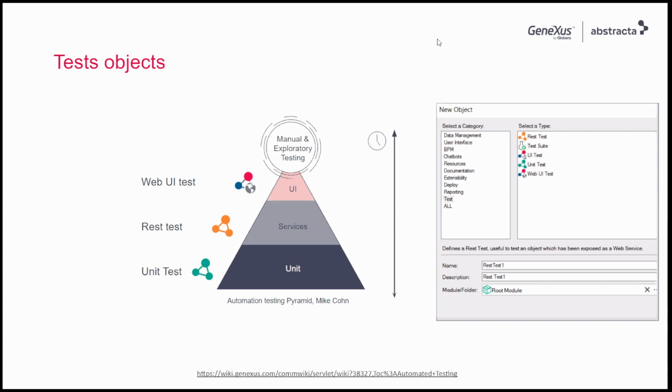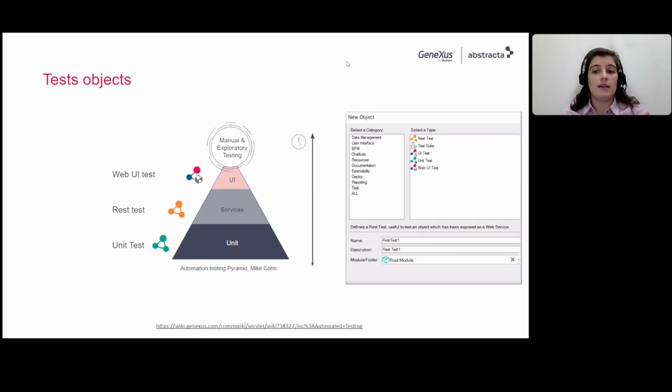Theoretically, we would recommend you to follow the automation testing pyramid, which recommends to have a solid unit test base, because this is the kind of test that runs fast and they're not so expensive in terms of maintenance. And on top of that base, you can develop your services or REST tests and the interface tests. And then at the very end, at the top of the pyramid, you will have manual tests for flows that cannot be automated.